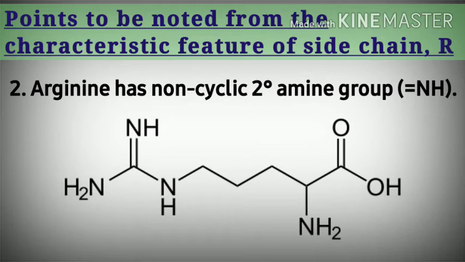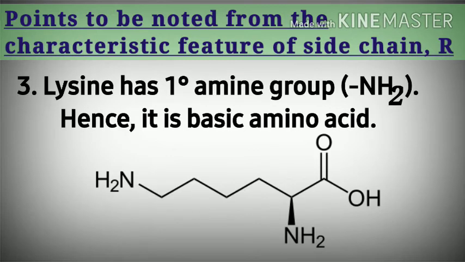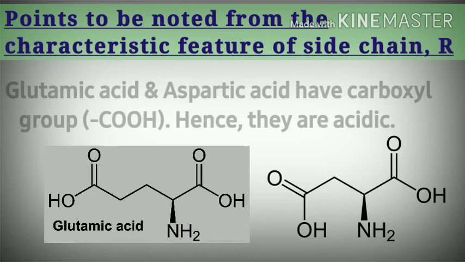Now, if you know this point, then it will become easy for you to select the correct structure of arginine from the 4 choices which will be given to you. Lysine has primary amine group, that is NH2, hence it is a basic amino acid. Due to the presence of 2 NH2 groups as against a single COOH group, lysine becomes basic in nature.